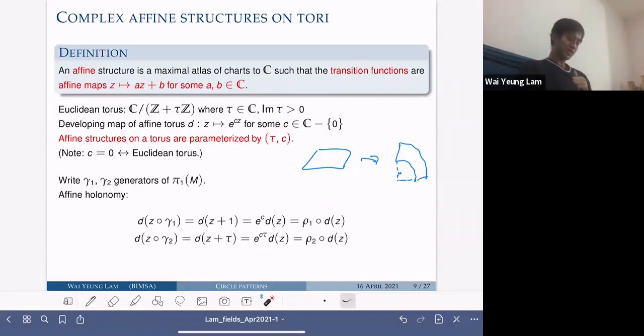One more thing before moving on: we can look at the holonomy of the affine structures. Write gamma one and gamma two for the generators of the fundamental group. This is gamma one, and this is gamma two. If I have a point and shift by gamma one, it means I just have z plus one because it's on the lattice. If I apply the developing map, I get a multiplicative constant, e to the power c. I write it as rho one. This is the affine holonomy. If I move by gamma two, I just shift by tau, and putting it into this formula, a constant comes up. This is my affine holonomy for gamma two. We are going to use it.